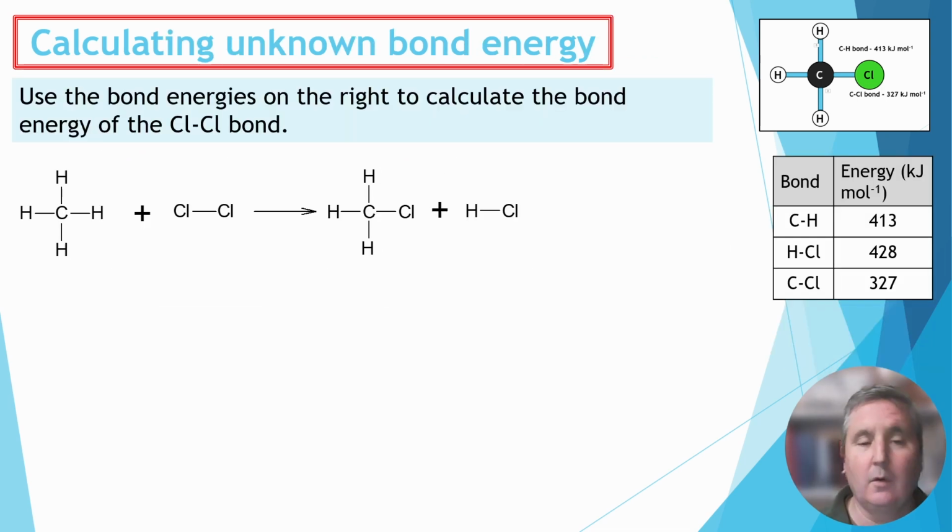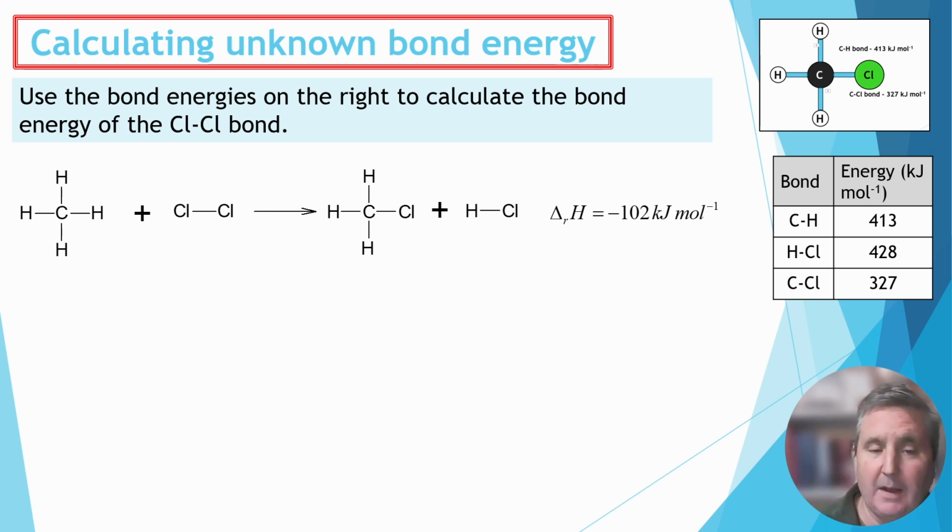Okay, so we can also calculate an unknown bond energy if we know the enthalpy of the reaction, and we also know the bond values. So the enthalpy for this reaction here, the delta H for this reaction, is minus 102 kilojoules per mole. We're given some bond energies, but they want us to find the unknown one of chlorine to chlorine. We're given the carbon to hydrogen bond energy, the hydrogen to chlorine bond energy, and the carbon to chlorine bond energy.